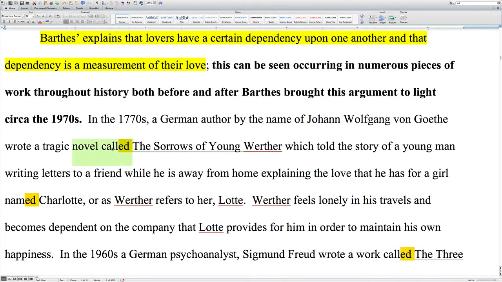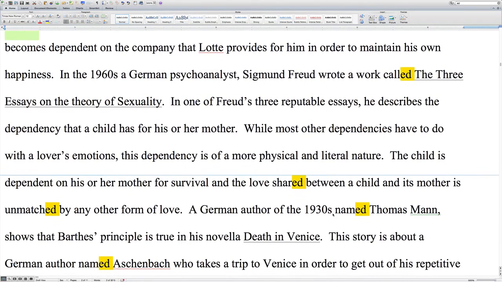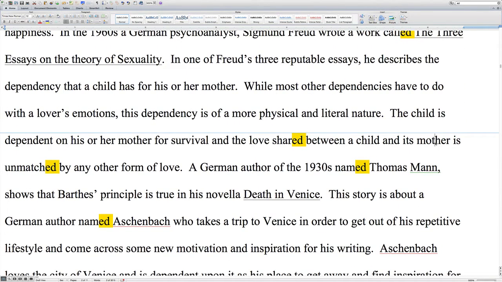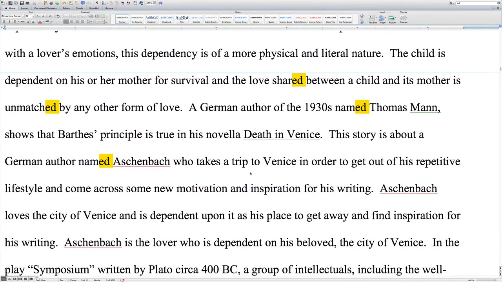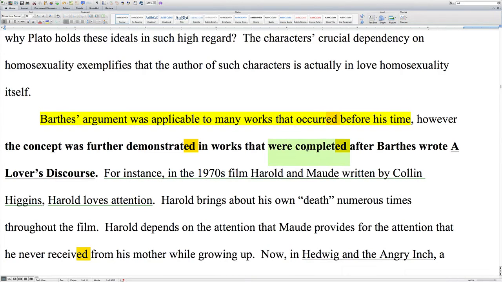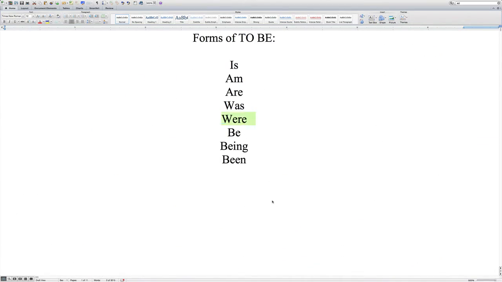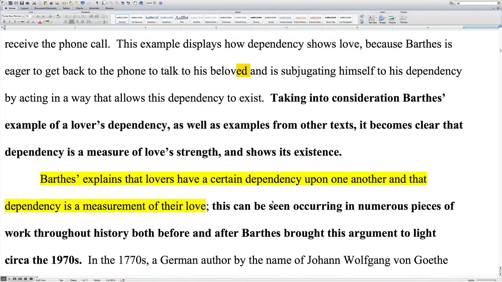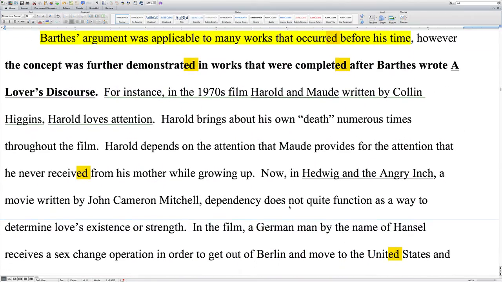So, novel called. Novel is not a form of to be, right? A girl named. Named is not a form. I'm sorry, girl is not a form of to be. Okay, so let me just find someone that might be trickier. Okay, mother is unmatched. There we go. Mother is unmatched. Is unmatched. That's passive voice, right? Okay, so we go down. Were completed. Okay. Were is a form of to be. All the way back up at the top, remember, there it is. Were. So this were completed. Now if I can find that again quickly. Yeah, were completed. So that's passive voice.